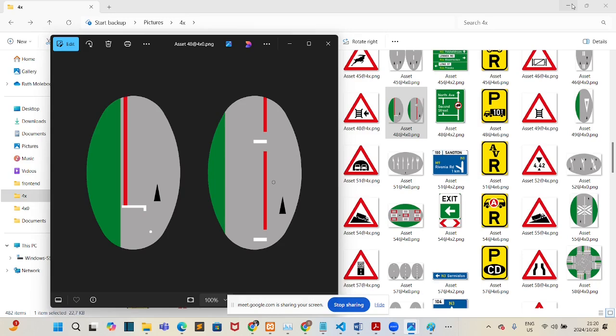Tell us about these markings. So that is a no stopping zone. Those are no stopping lines, correct? What's the difference between the one on the left versus the one on the right?